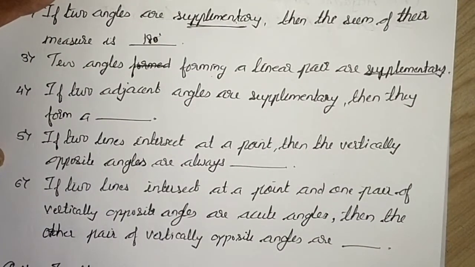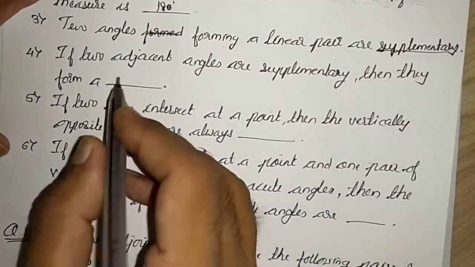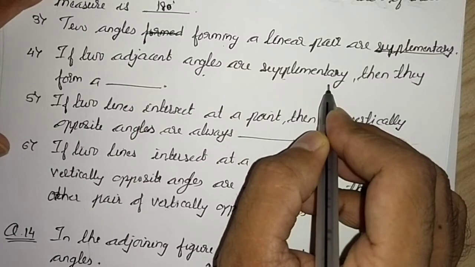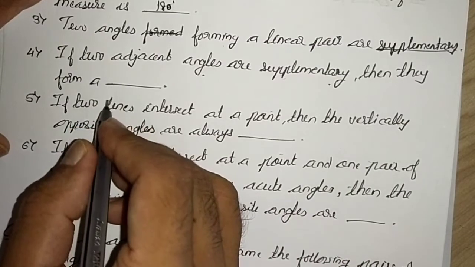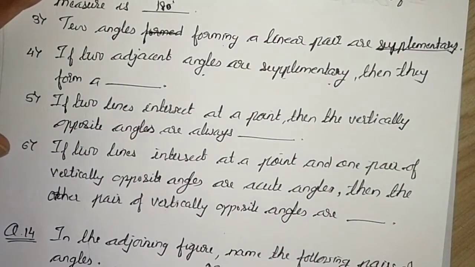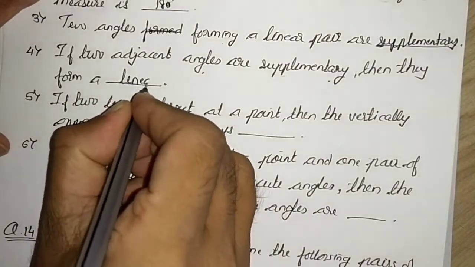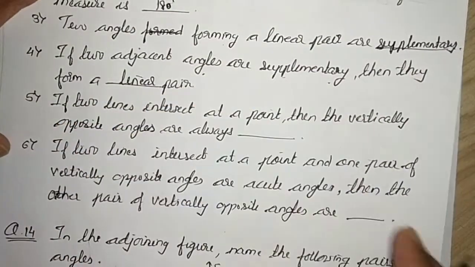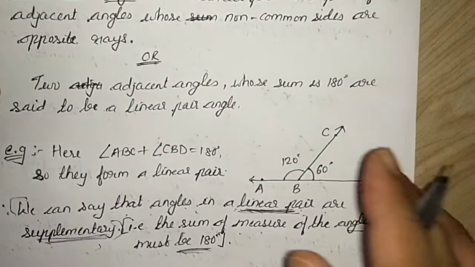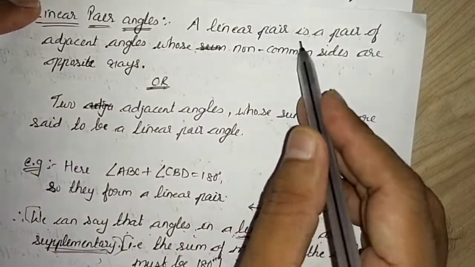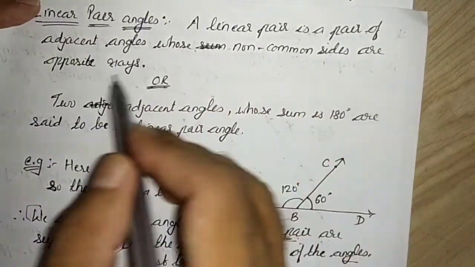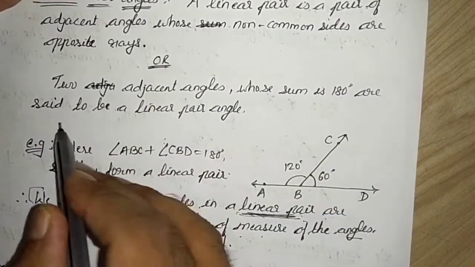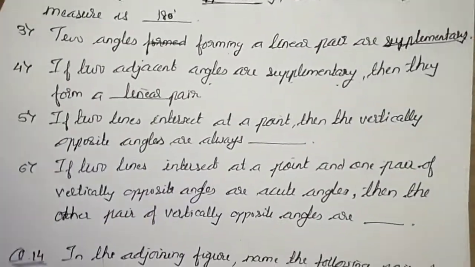Next, question number 4: if two adjacent angles are supplementary, then they form a dash. It is a definition. What is the definition? Definition of linear pair. Let me show you again. A linear pair is a pair of adjacent angles whose non-common sides are opposite rays. Two adjacent angles whose sum is 180 degree are said to be a linear pair. So that is the definition of linear pair.